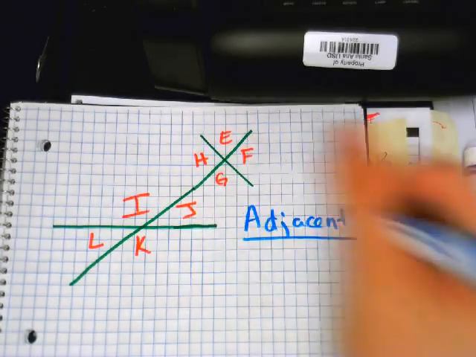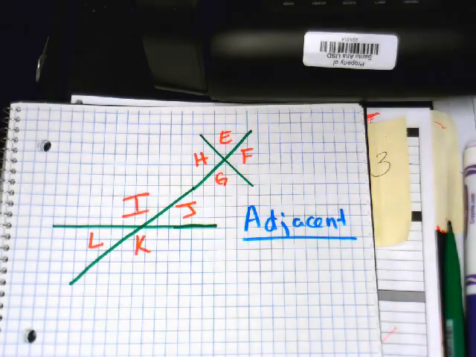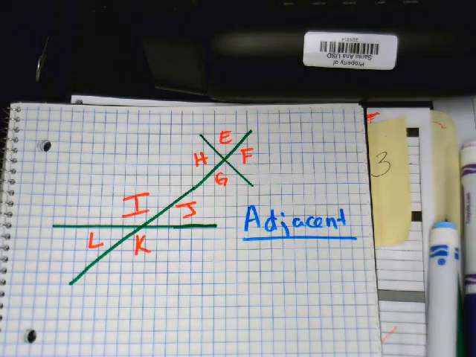Can we identify the adjacent angles? There is a total of 8 adjacent angles in this problem, because I doubled the pictures. So identify 2 angles that are adjacent, meaning next to each other. G and F. Are they next to each other? Yeah, they share this line, and they share that vertex.